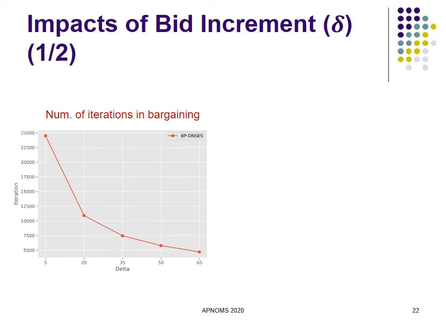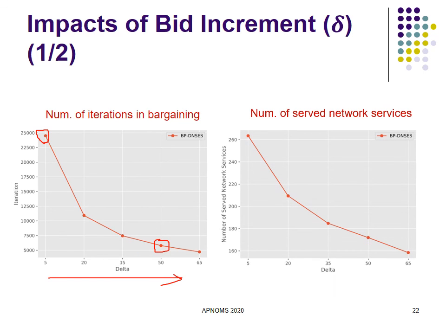We also studied the impact of bid increment delta on performance. We can see that as delta increases, the number of iterations in bargaining decreases. This is reasonable because with a small delta value, a network service provider can have many chances to send an offer to the same edge system, each time with a small increment on the bid price. But this is no longer true with a large delta value. And this also explains the result of the number of served network services. As delta increases, the number of served network services decreases because network service providers have fewer chances to send offers to the same edge system.